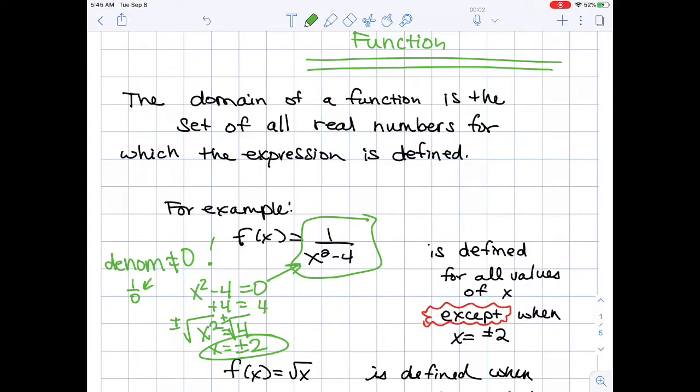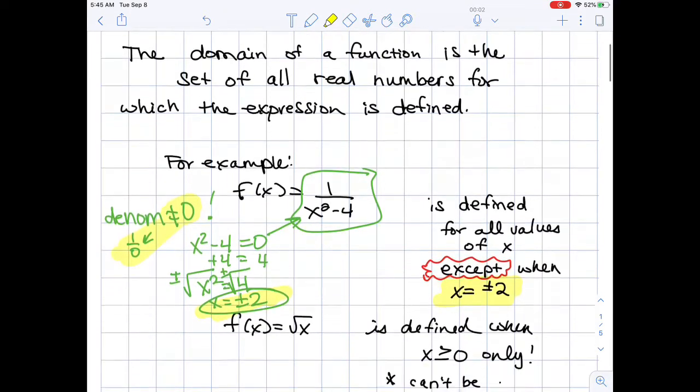But keep in mind, x equals plus or minus 2 is when the denominator would be equal to 0. We don't want it to be equal to 0, and that's why it's not defined for x equals plus or minus 2. That's our exception for the domain.